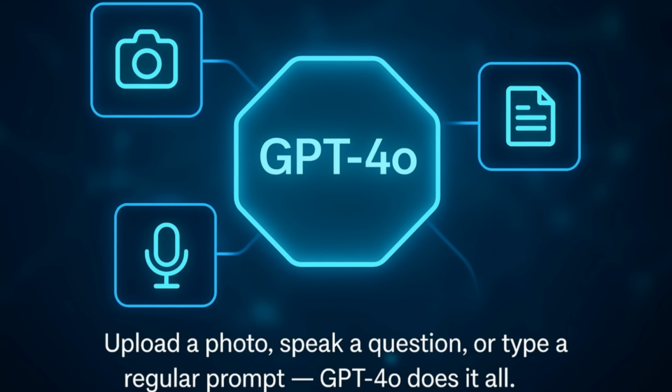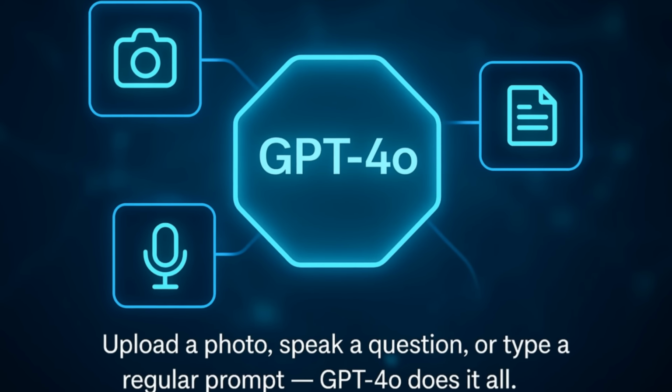Let us begin with the one you probably know, GPT-4o. The little o stands for Omni because this model handles text, images, and audio all in one chat. Upload a photo, speak a question, or type a regular prompt. GPT-4o does it all. It is fast, natural, and perfect for daily tasks such as writing emails, asking for meal ideas, uploading a diagram for quick feedback, or just chatting to clear your mind.